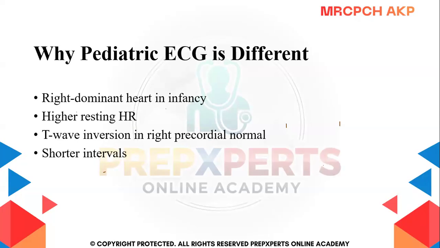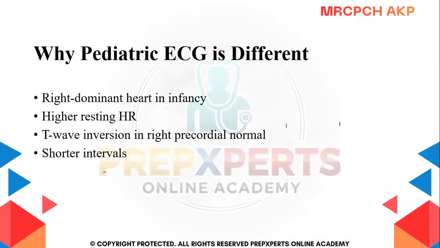I told you about the pediatric ECG. What are the different things? I think we have already discussed the majority of them: there is right-dominant heart presence, so in the ECG we get right axis deviation and right ventricular changes like right ventricular hypertrophy. And you know that heart rates are usually greater in children, especially in the neonatal age, and then they decline with age.